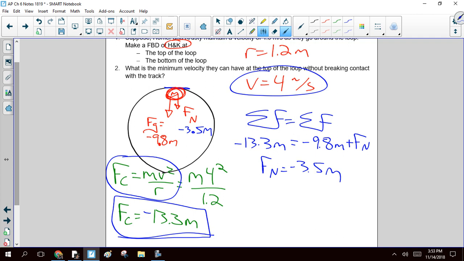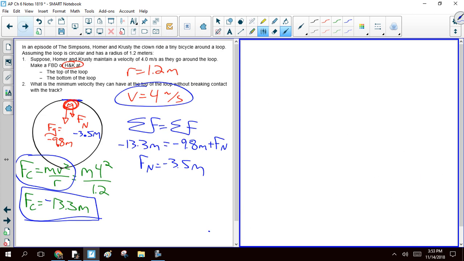Okay. Now, what about at the bottom of the track? So let's make a new drawing here. When we're down here at the bottom of the track, what forces are there? Well, there's still gravity. It's negative 9.8 m.